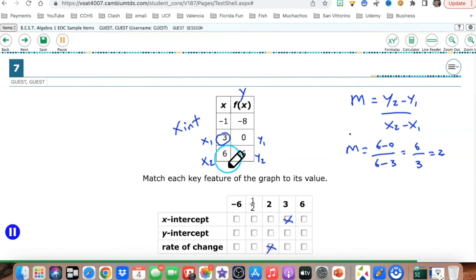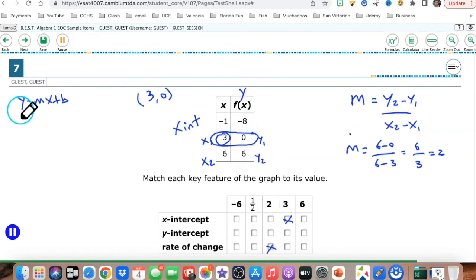For the y-intercept, there's a couple ways to do it. First, we can go back and write the equation in slope-intercept form. We have the slope, but we don't have the y-intercept. So we can find the y-intercept like this. We can use one of these points. Let's use 3, 0. This is the x and this is the y.